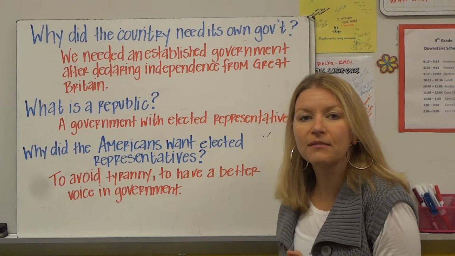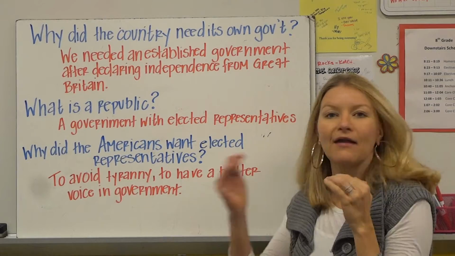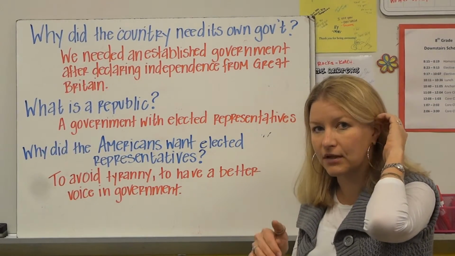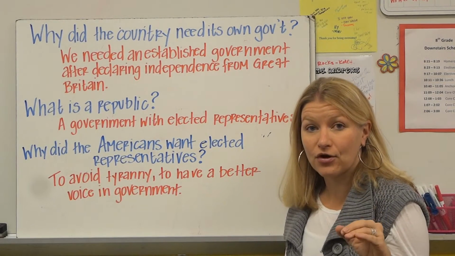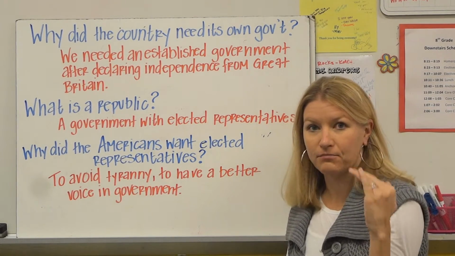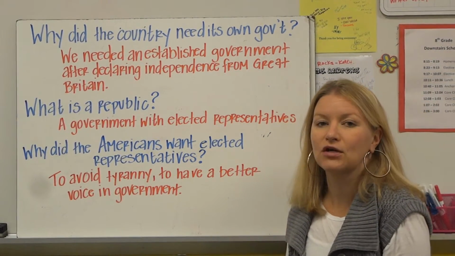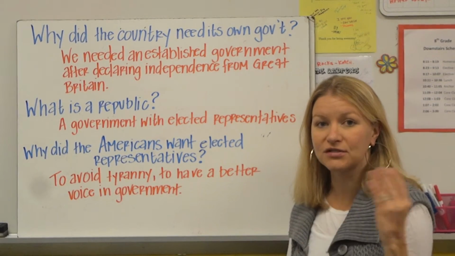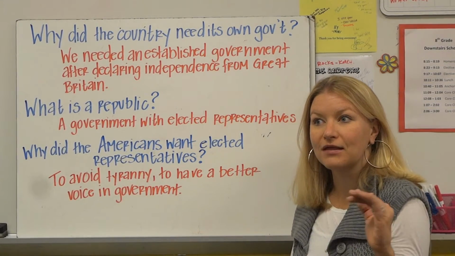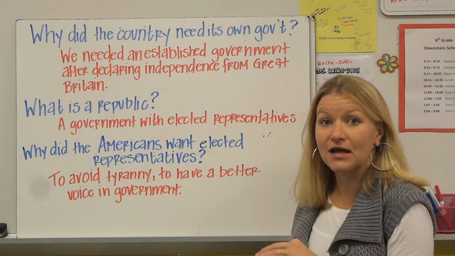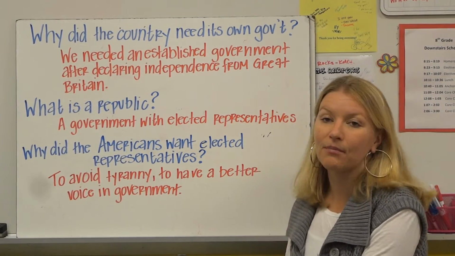The format of this slideshow is a little bit different than some of the other ones. We're looking more at a question-answer format and less of a bullet format because you looked at some notes today in class about the articles that will clarify more of the bullet type stuff. So the first thing, why did the country need its own government? We looked at this at the beginning of this unit. We had just declared independence from Great Britain. And so we needed that established government to make things easier for us, to help us to tolerate this new form of government.